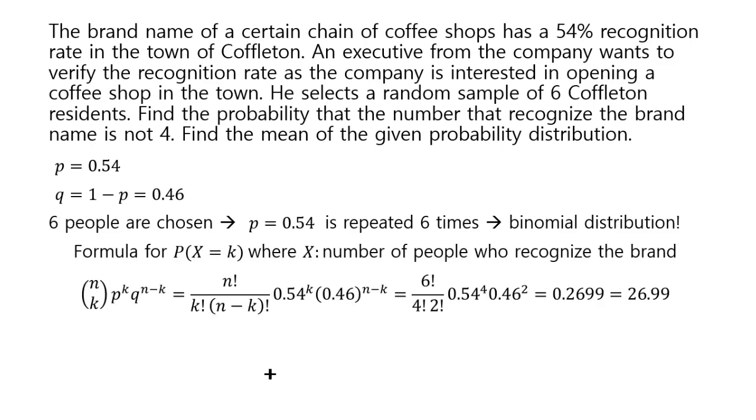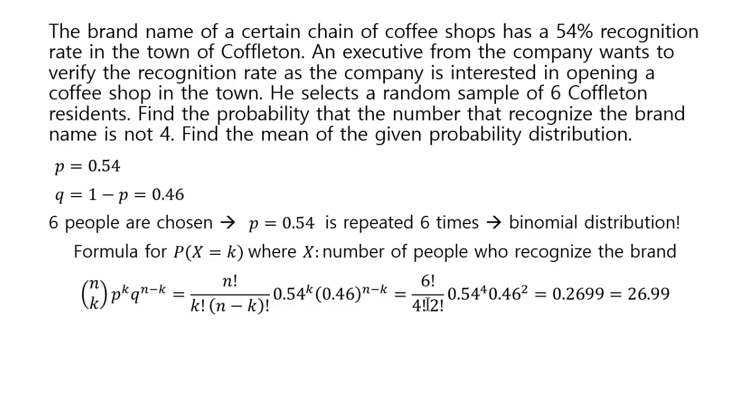Okay, let's carry on. So the formula for the probability where x is equal to k, in our case, x is the number of people who recognize the brand out of the 6 people, and we're looking for the probability when k is 4, when 4 people recognize the brand. So we use this formula, this n choose k. N choose k is computed as n factorial over k factorial times n minus k factorial, where factorial means you multiply 1, 2, 3, 4 up till n. And then I plug in p and q values with k equals 4 to get this value 0.2699.